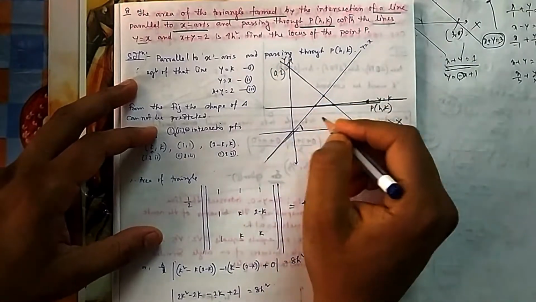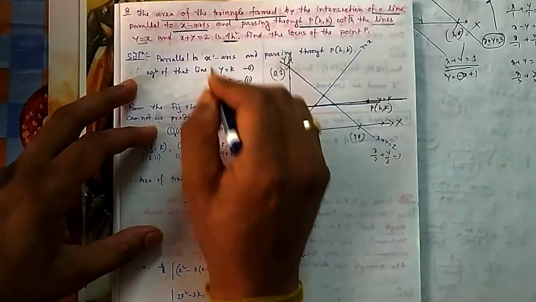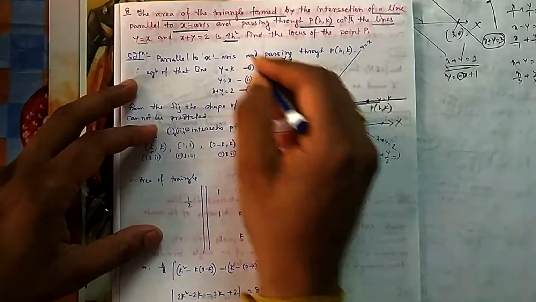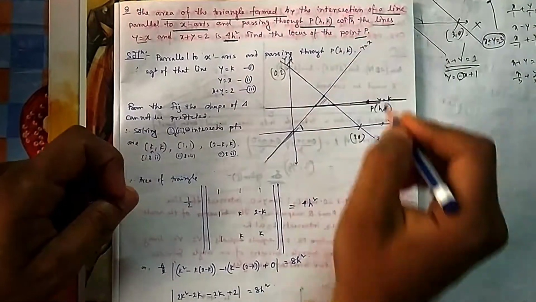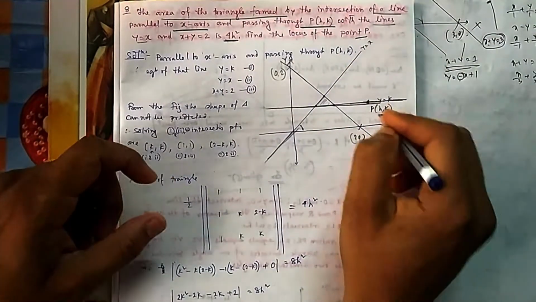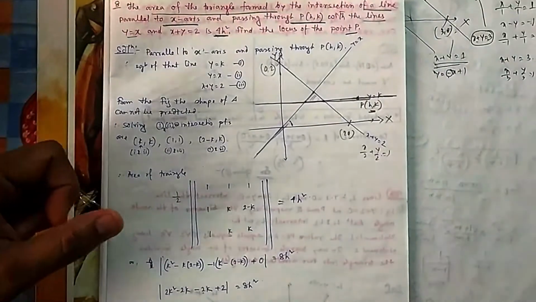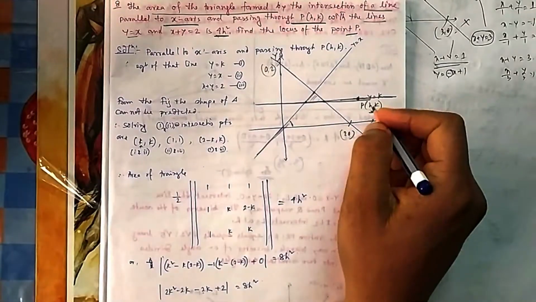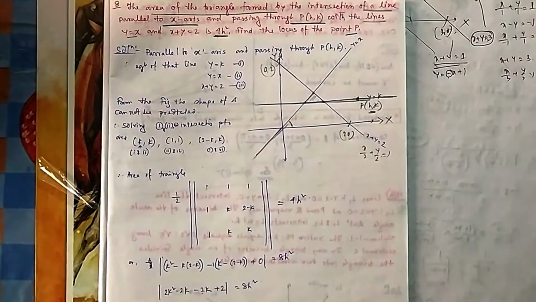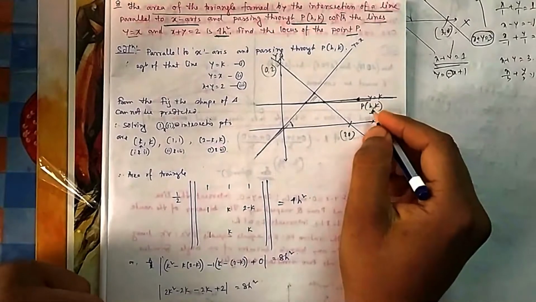This triangle's area is given as 4h square. So you have to find the locus of the point P. P is already considered as h, k. For locus we don't need to assume the point ourselves; here they have already assumed it as h, k, so that is good. They have done one piece of work for us.